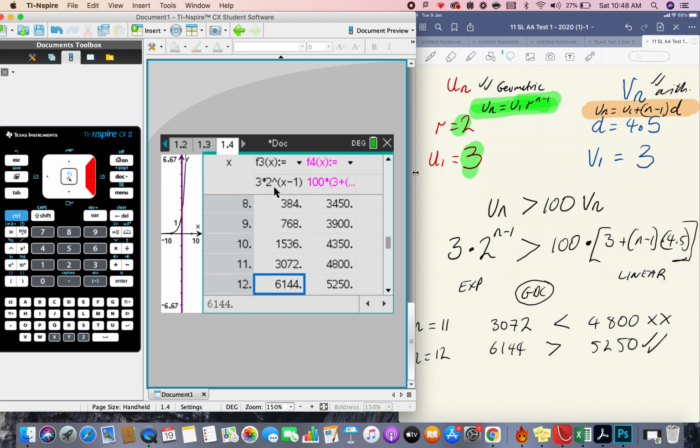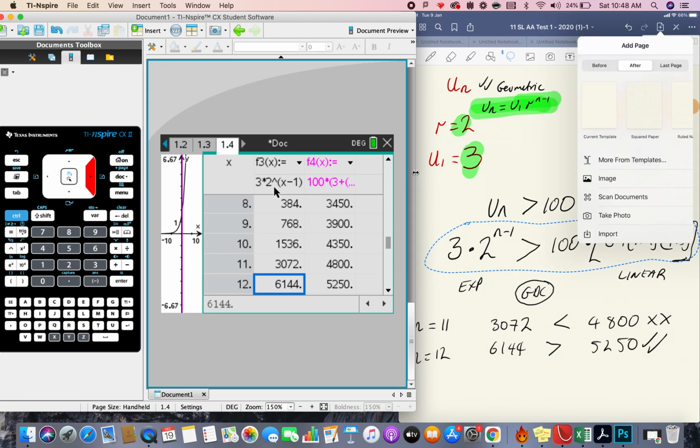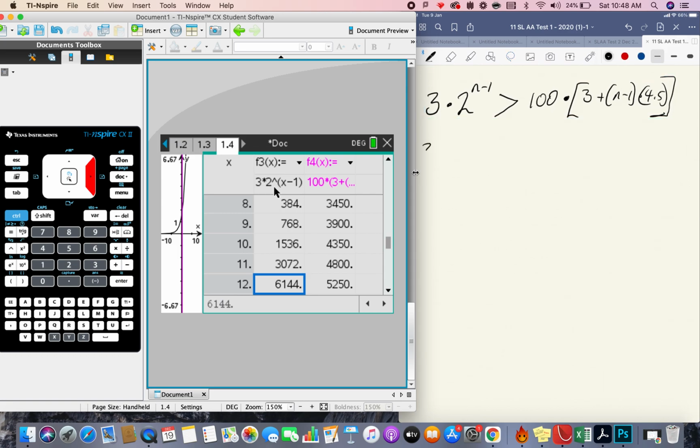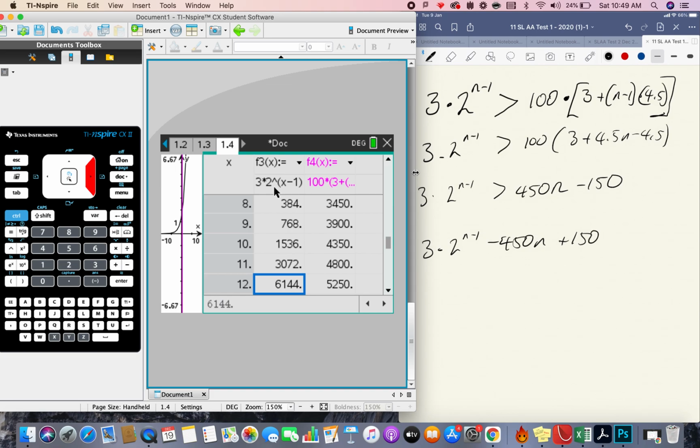For those of you interested in the actual algebraic solution and what that might look like if it's possible, let's just take this. Let's just insert another page here. And then let's just see where we can get with this. So I'll leave the left hand side where it is. Now the right hand side is going to be 100 in brackets 3 plus 4.5n minus 4.5. 3 times 2 to the n minus 1 is greater than 450n, and that will be minus 150. So 3 times 2 to the n minus 1 minus 450n plus 150 is greater than 0.